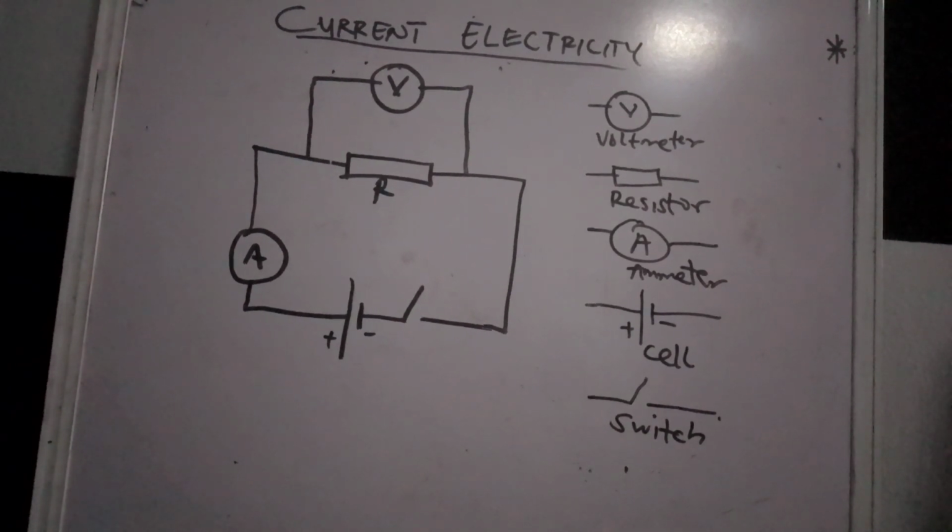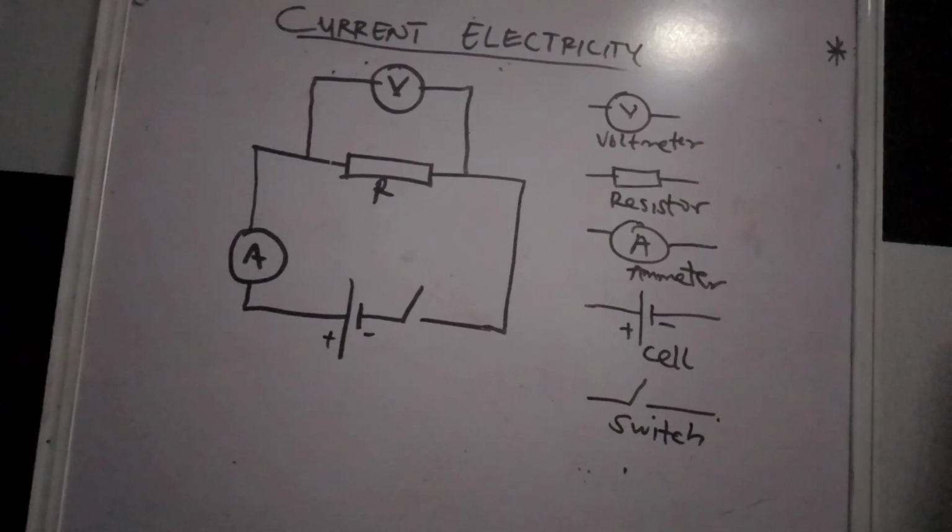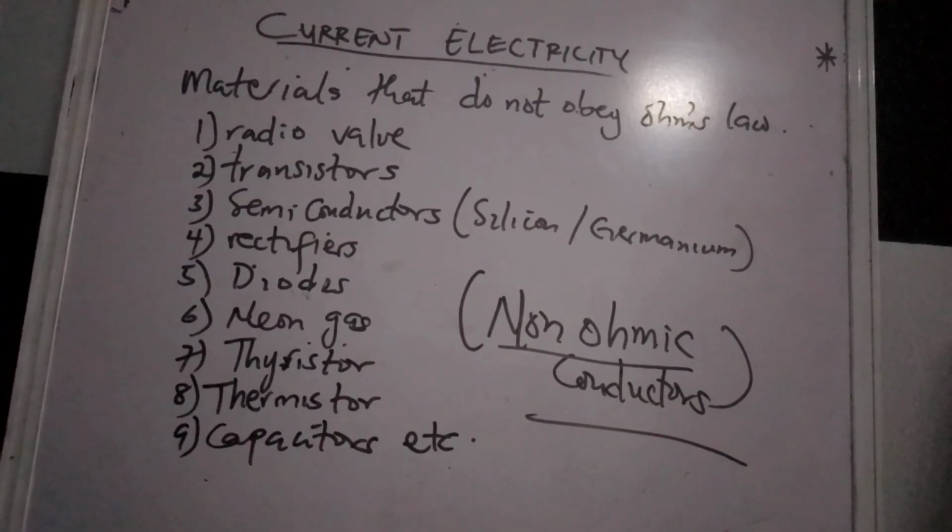So let me put them on the board so that you can see the list of the materials that do not obey Ohm's law. Those are the list that are put on the board. We still have more of them, but I just gave you 9. Then there are still many more. All those materials are referred to as non-ohmic conductors. They are non-ohmic conductors because they do not obey Ohm's law.